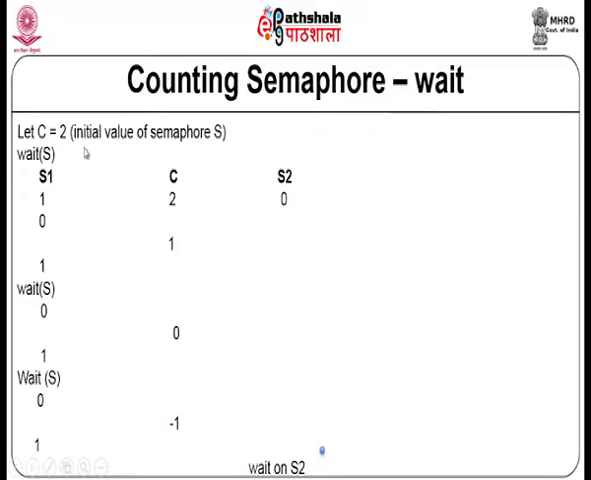So, here you find that when the number of processes becomes more than the initial value of C, or becomes more than how many can actually access the resource, the third process is now put into the waiting state. It waits on semaphore S2.